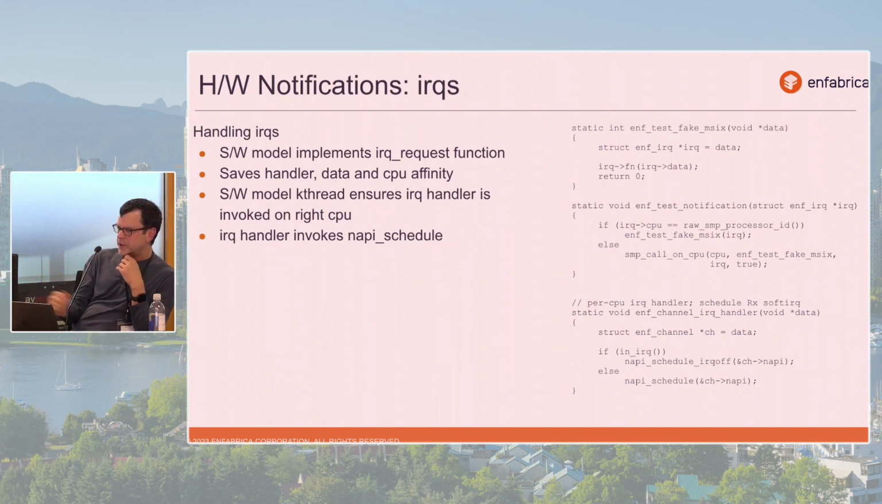And then you use the SMP call on CPU to make sure you're invoking that IRQ handler on the right CPU. And then the IRQ handler is basically just going to call napi schedule for networking.